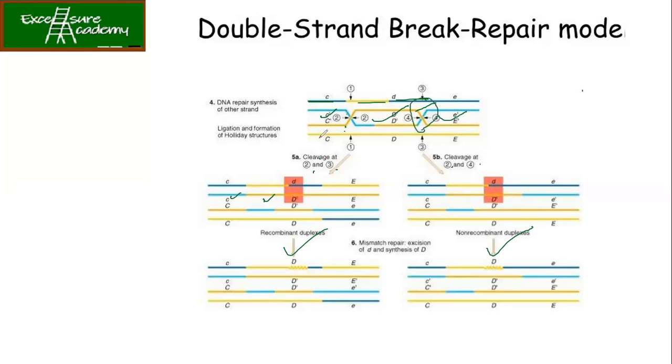Sirf ek bhi ho sakta hai, you can have two also. Either you can have only one holiday junction form or you can have two also. So depending on the condition, like kitna aapka DNA damage hai, depending on that, it is going to have the holiday junctions and the repair accordingly. Clear, guys? Yes, ma'am. Okay. I just wanted to take this much only.